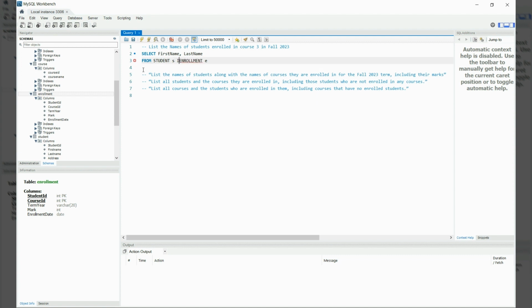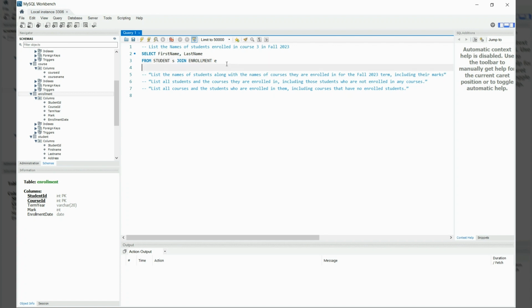So I'm using an inner join here because I want to make sure it says enrolled in course 3 in fall 2023, which means I'm trying to find the common information between a student and enrollment, which means we have that student who also exists in the enrollment entity information, so it's common information between both of them. So I'm using inner join here. You can use inner join or you can use join. Both of them will give you similar answers.